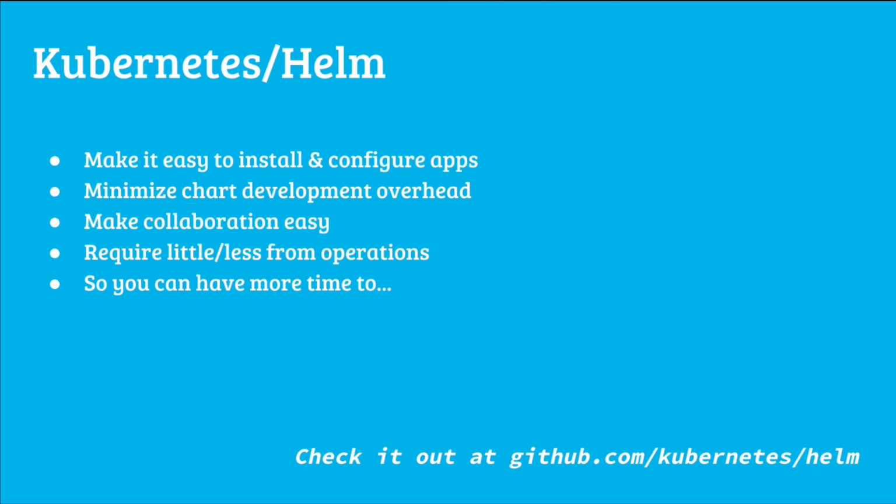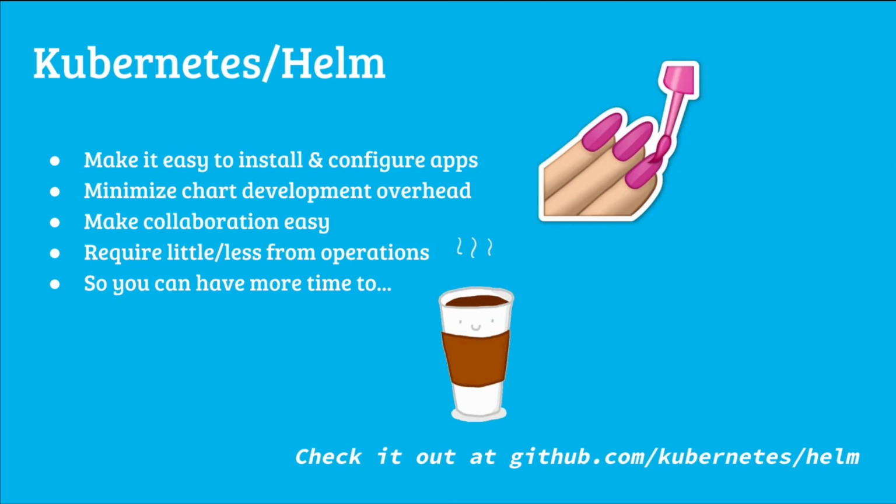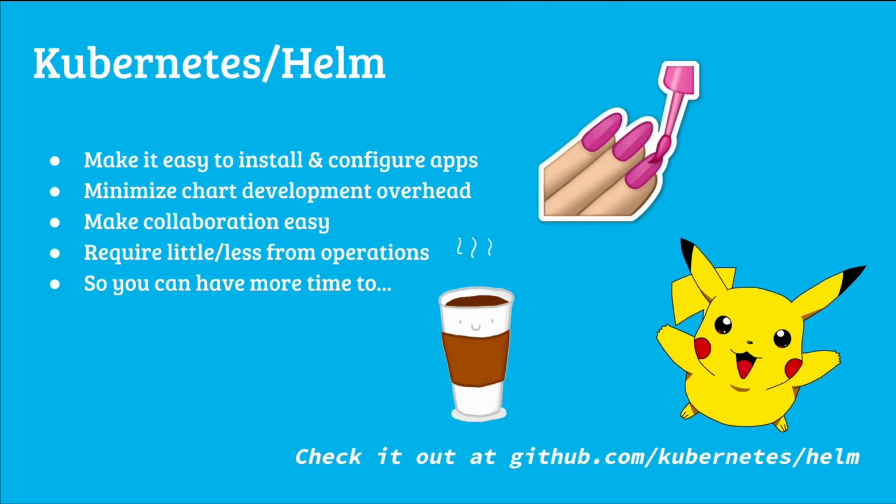So, a summary of all these little stats and features. Kubernetes Helm makes it easy to install and configure apps. It minimizes chart development overhead by providing some tooling to help you develop charts. It makes collaboration easier. It is meant to ease some of the burdens of operating distributed applications and managing those on Kubernetes clusters. And this, shout out to Michelle, is so you can have more time to drink coffee, to paint your nails, and insert aspirational thing here with that beautiful image.